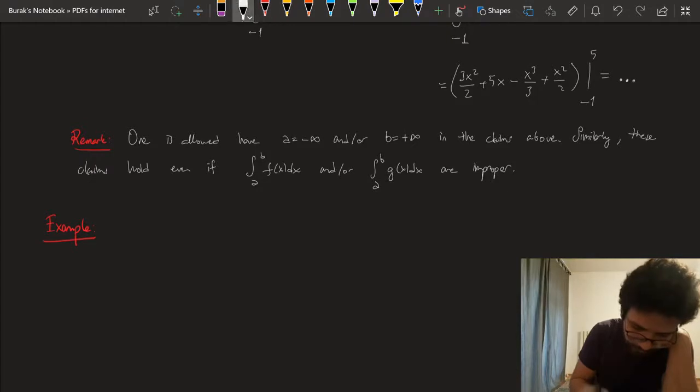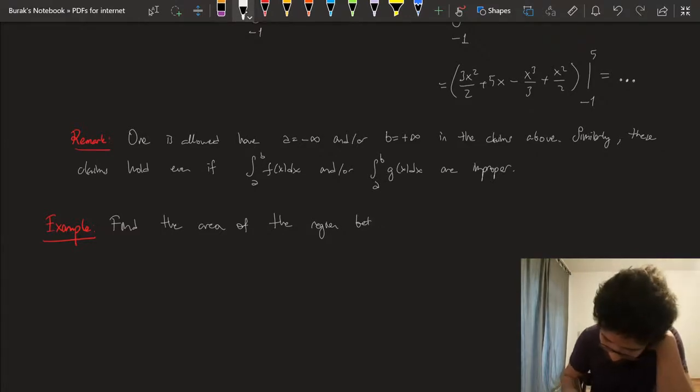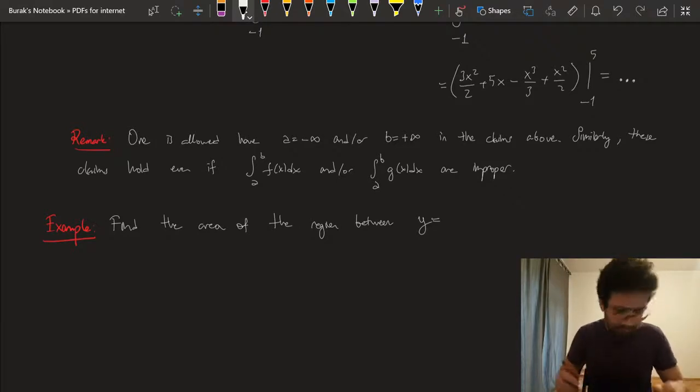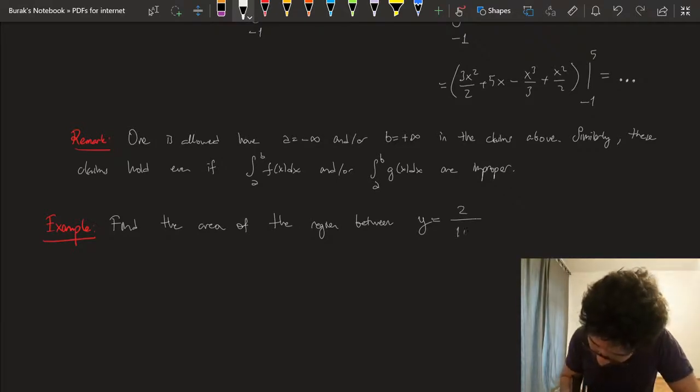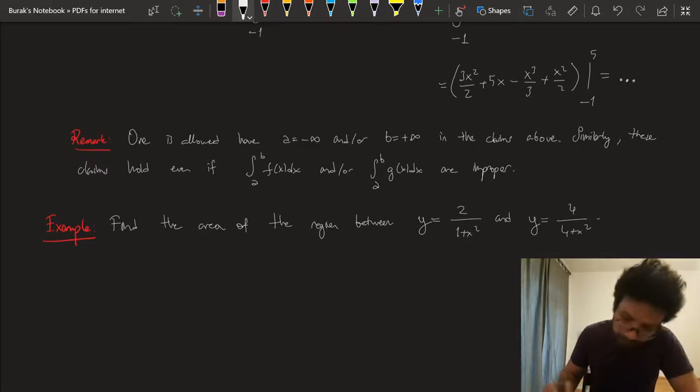Example. Let's see an example. Find the area of the region between y equals 2 over 1 plus x squared and y equals 4 over 4 plus x squared.